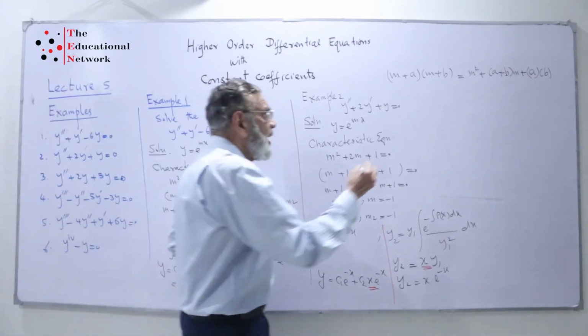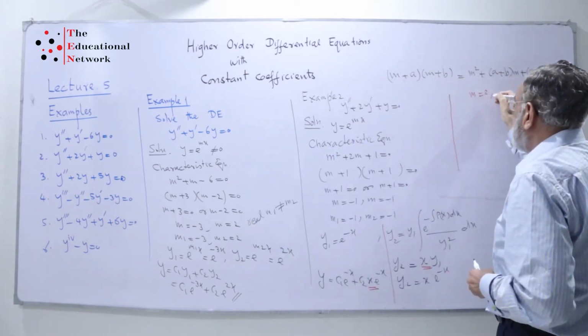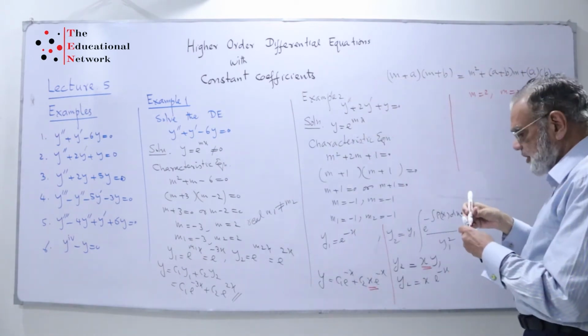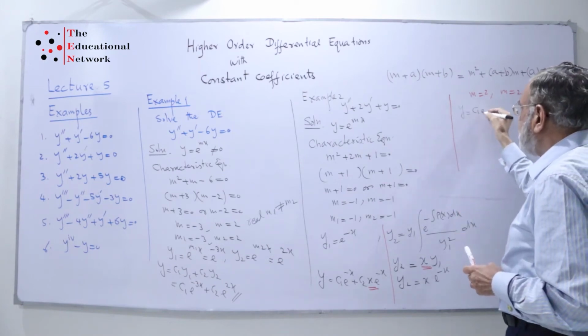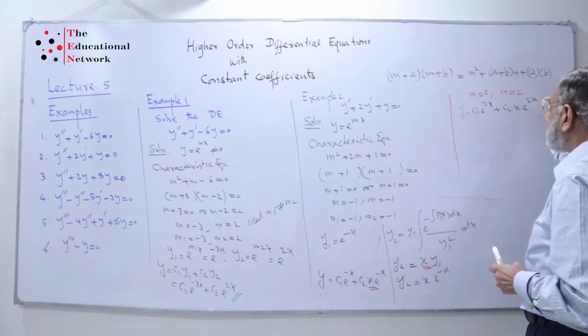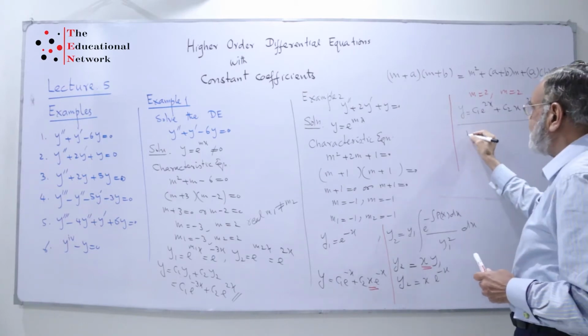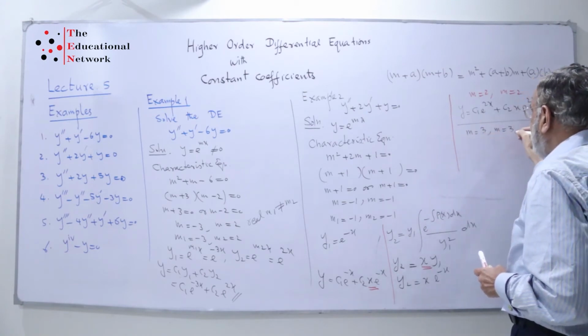For example, I have here the roots m is equal to 2, m is equal to 2. I want to write the general solution. What is the general solution? The solution is y is equal to c1 e to power 2x plus c2 x e to power 2x.